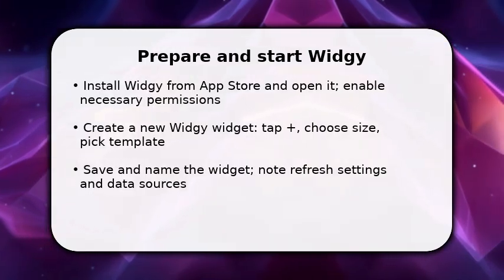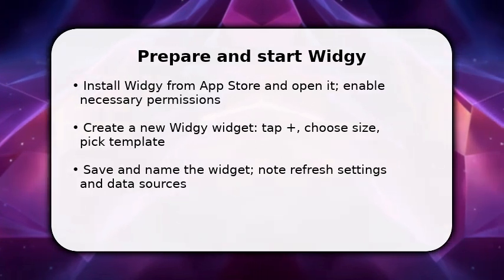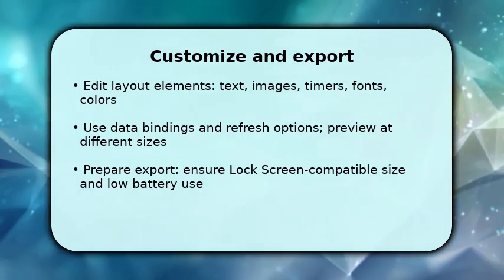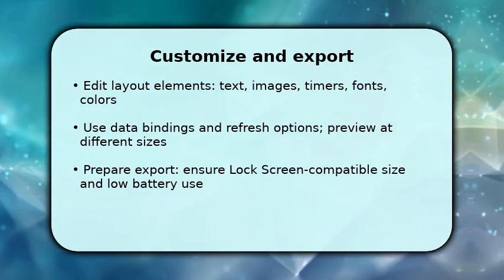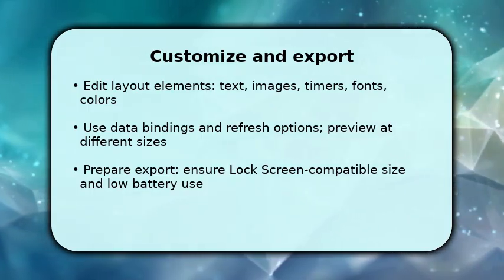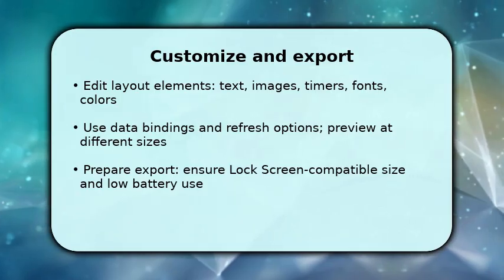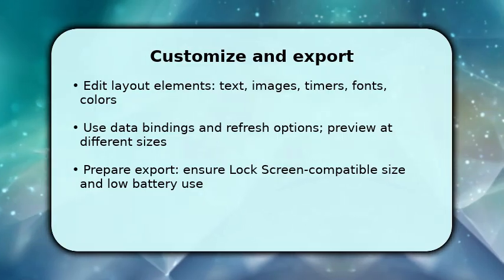Now you'll refine the widget's appearance and behavior so it works well on the lock screen. Open the editor and position text, images, and controls. Use binding options for live data and set sensible refresh intervals so battery impact is low. Preview your design at the exact size you selected. Because lock screen space is tight, make adjustments for legibility. When satisfied, save a final version.